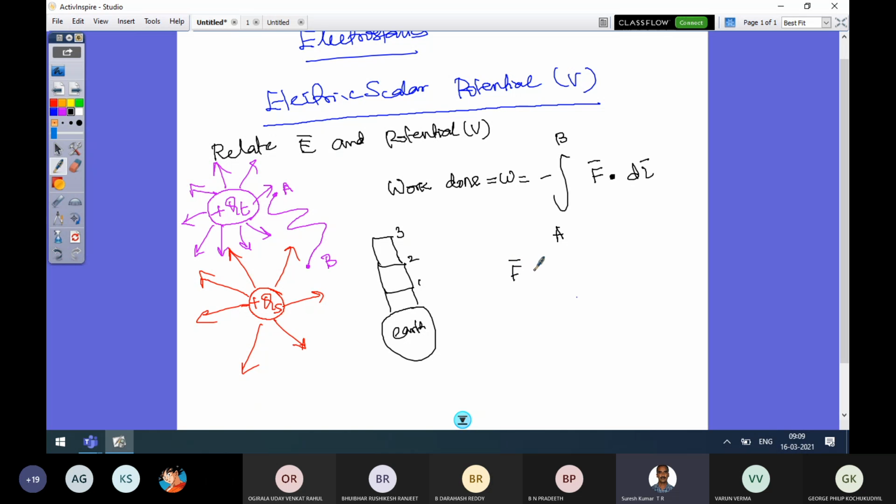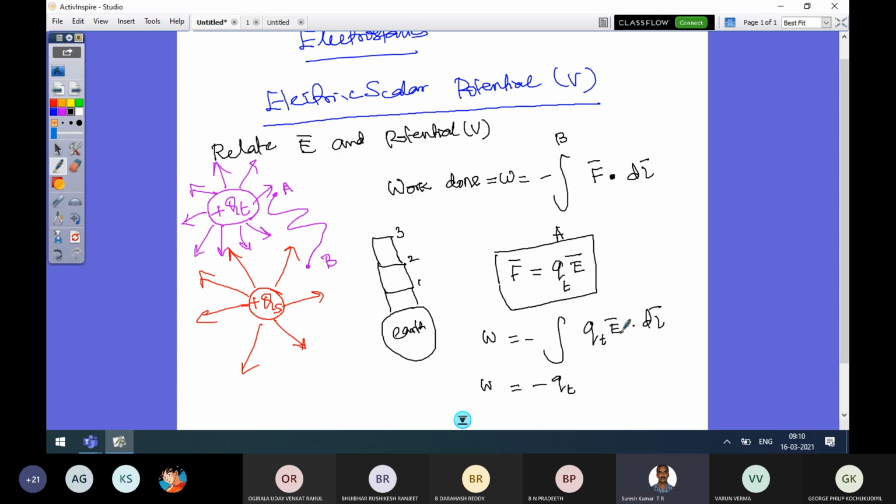Using the relationship force F equal to Q into E, the force exerted by the electric field on the test charge Qt will be equal to Qt multiplied with the applied field. This is the equation you are already aware of. Now you can substitute. Small q or capital Q, anything can be used. So F equal to Q into E, and work done is F vector dot dl vector. This charge will be a constant, right?